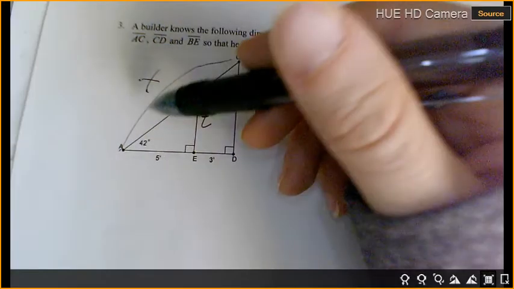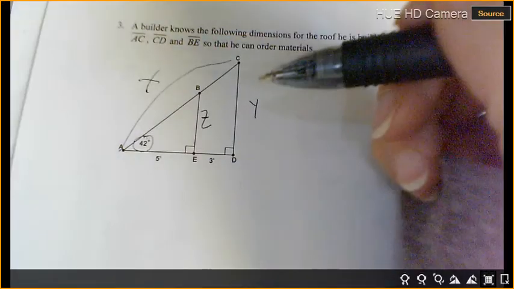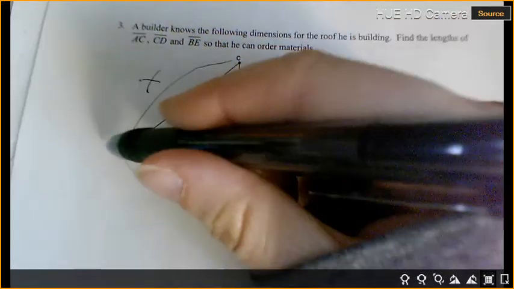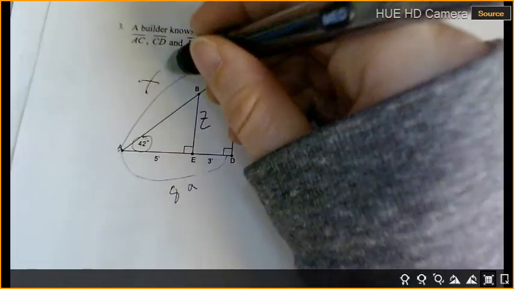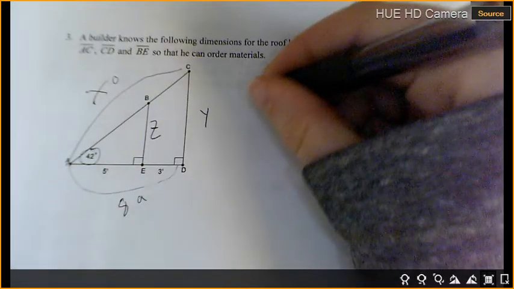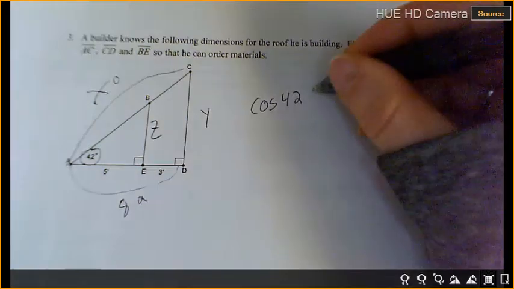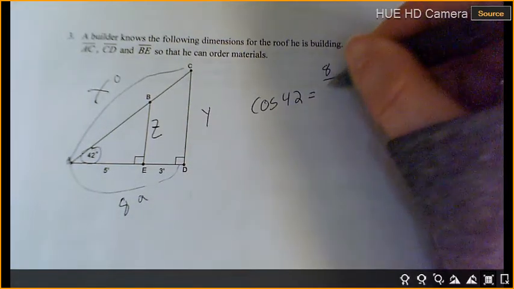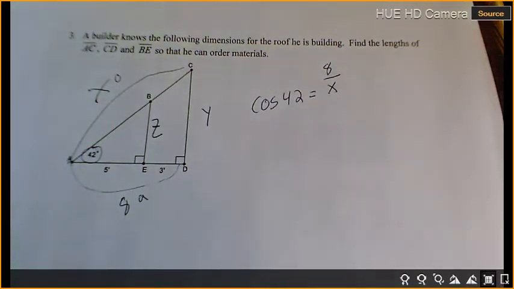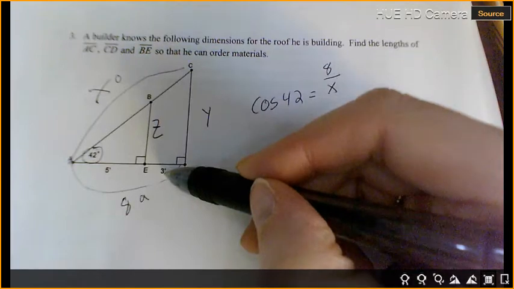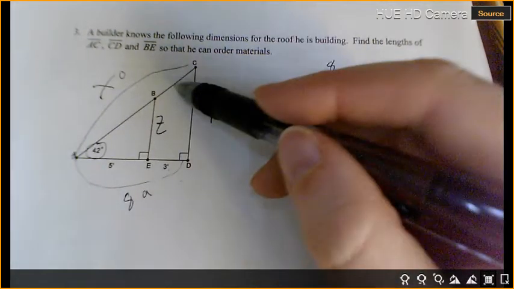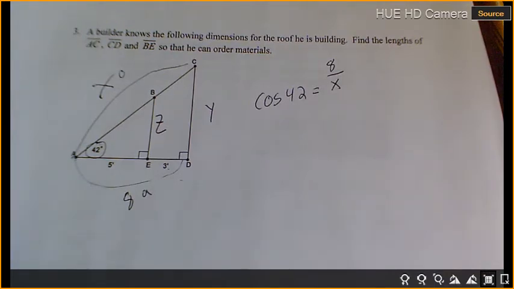Okay, so if I'm looking right here, I only have angle A is 42. What's this whole length right here, A to D? 8. That's my adjacent. This is my opposite. So I'm going to use cosine of 42 equals adjacent 8 over hypotenuse X. And am I going too fast? Okay. Because 5 plus 3 is 8. And I need this whole length because I'm trying to find this whole length. Okay, I listed 8 as adjacent, X is hypotenuse.